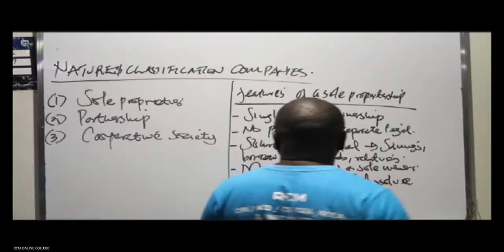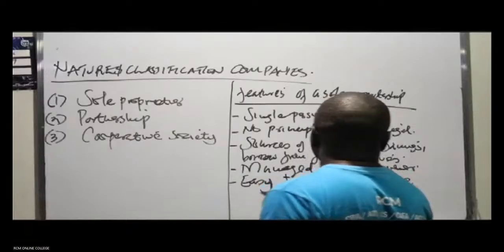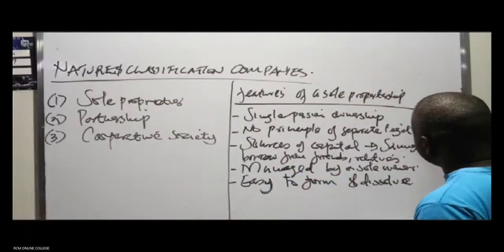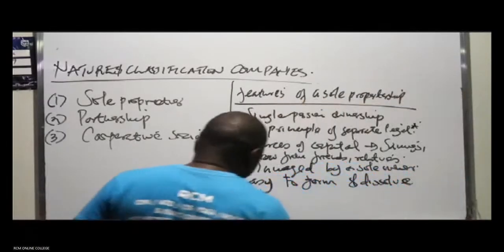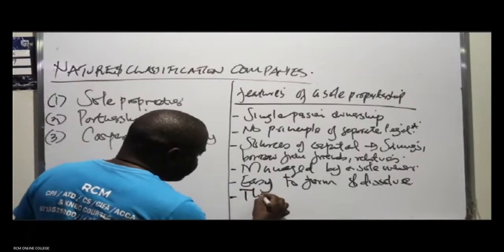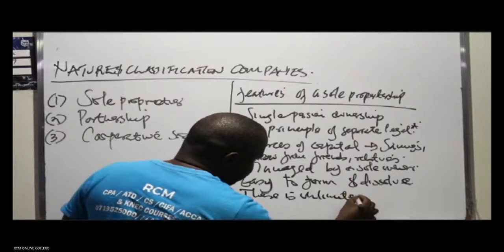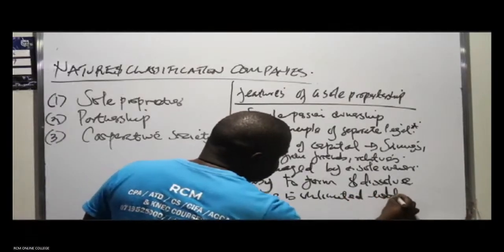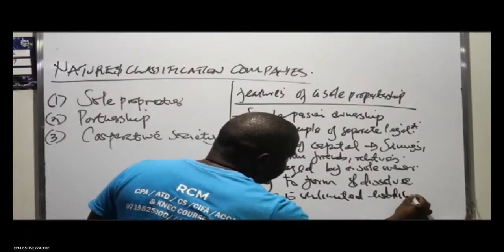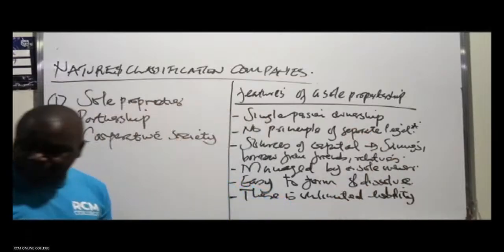Unlimited liability. Maybe you can indicate it, but it relates to this particular principle here. But let us just indicate there is unlimited liability. That is very correct.